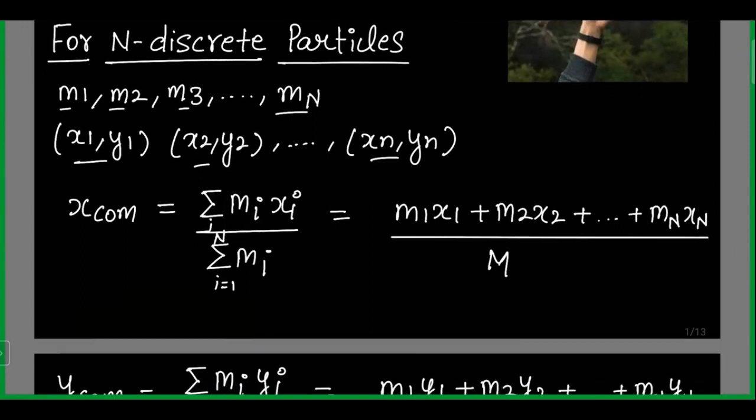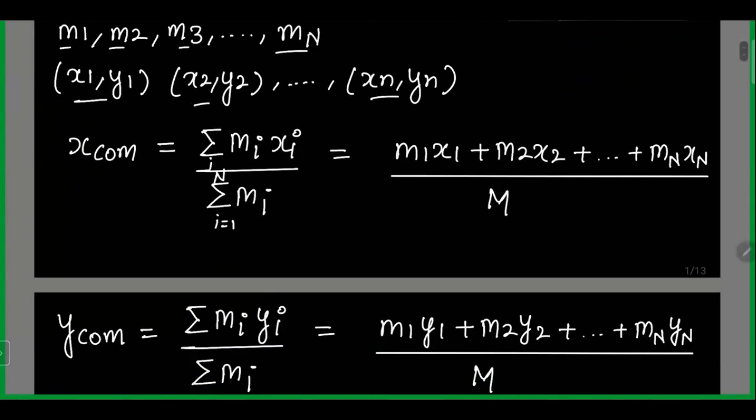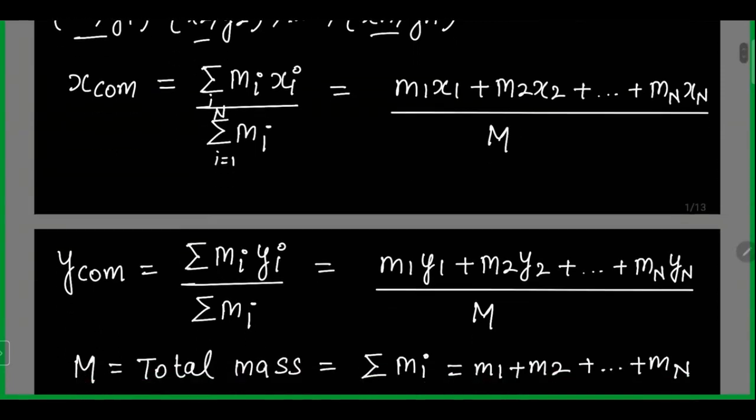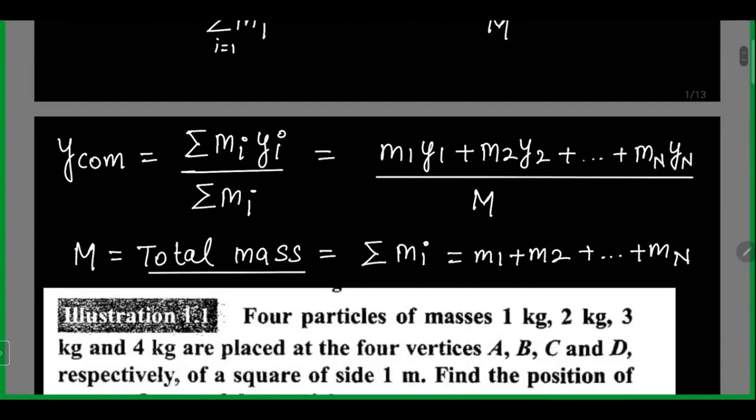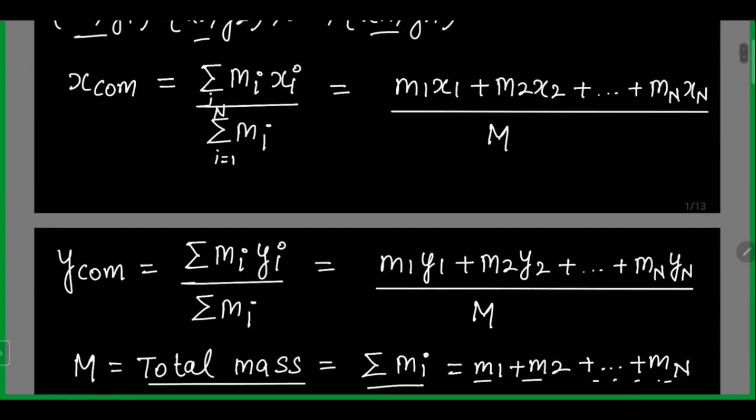So if I expand this, what will I get? Mi xi means m1 x1. Summation means plus, you have to keep on adding. Plus m2 x2, plus so on up to plus mn xn, divided by m1 plus m2 up to mn, which is the total mass. So this M is nothing but your total mass, which is the summation of mi, meaning m1 plus m2 plus up to mn. That will be our x COM.